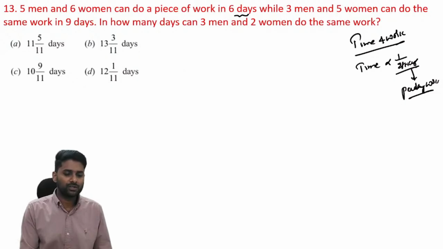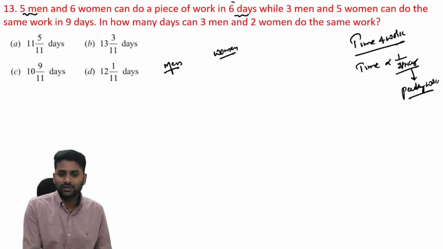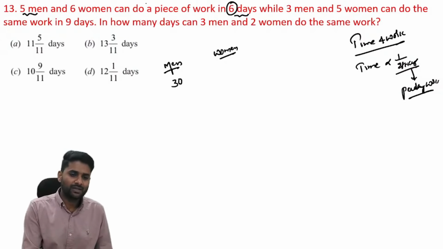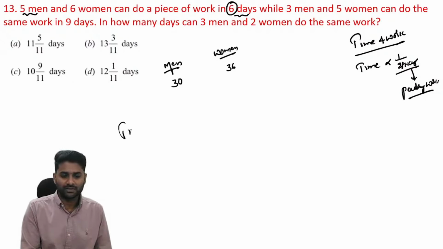Now the question, we don't know how much is the efficiency of men and women. We have to identify that. But the information they gave is in terms of work, meaning time. 5 men, we know, work for 6 days. So total is 30 units. 5 into 6 is 30. 6 women also work for 6 days. Total is 36. We are talking about the time information.